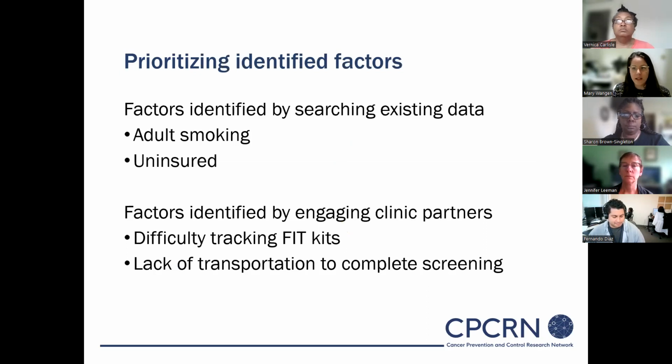So going back to the factors we've identified so far, from the existing data, we found adult smoking, adult obesity, which I'm missing here, and uninsured. And then when we had our conversation with the clinic partners, we identified the difficulty tracking FIT kits and the lack of transportation.